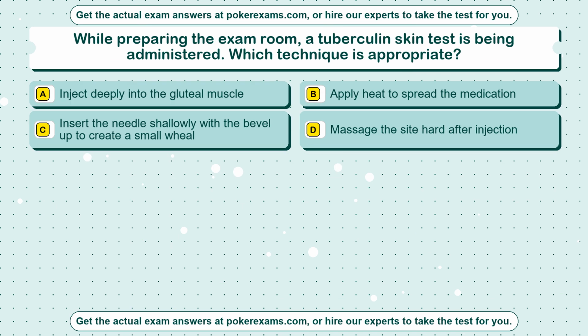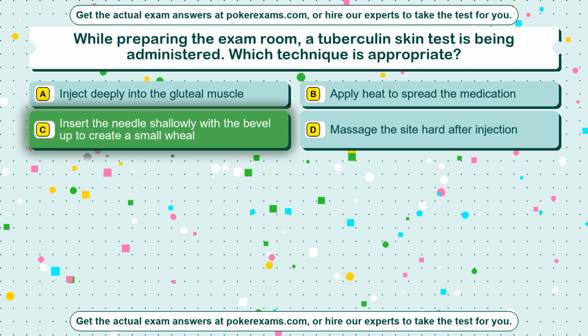Question 43. While preparing the exam room, a tuberculin skin test is being administered. Which technique is appropriate? Option A, inject deeply into the gluteal muscle. Option B, apply heat to spread the medication. Option C, insert the needle shallowly with the bevel up to create a small wheal. Option D, massage the site hard after injection.